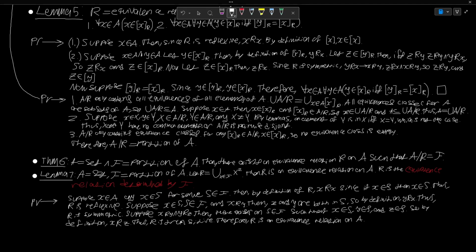Now let's suppose that X is R related to Y and Y is R related to Z. Then this means that there exists some S in F such that X, Y, and Z are all in S. So since X and Z are in the same set, that means that X is R related to Z, by definition of R again. So since X, Y, and Z were all arbitrary, this means that R is transitive too. So since R is reflexive, symmetric, and transitive, that must mean that R is an equivalence relation on A.